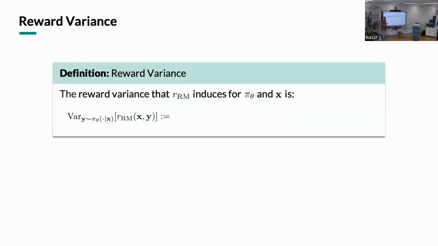The quantity that is going to be important here is reward variance. It's a simple quantity, pretty much what it sounds like. This is the variance of our proxy reward with respect to a policy and a prompt. The randomness here is from responses sampled from the policy, okay? And you're taking the variance of the reward. In other words, this is its exact definition. This is simply the definition of variance. There is nothing hiding here, just to show that it's straightforwardly the variance of this reward.